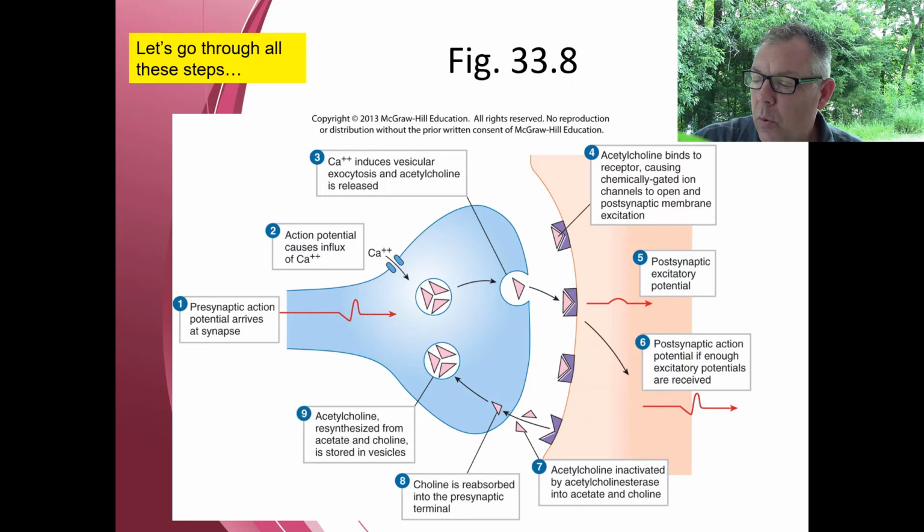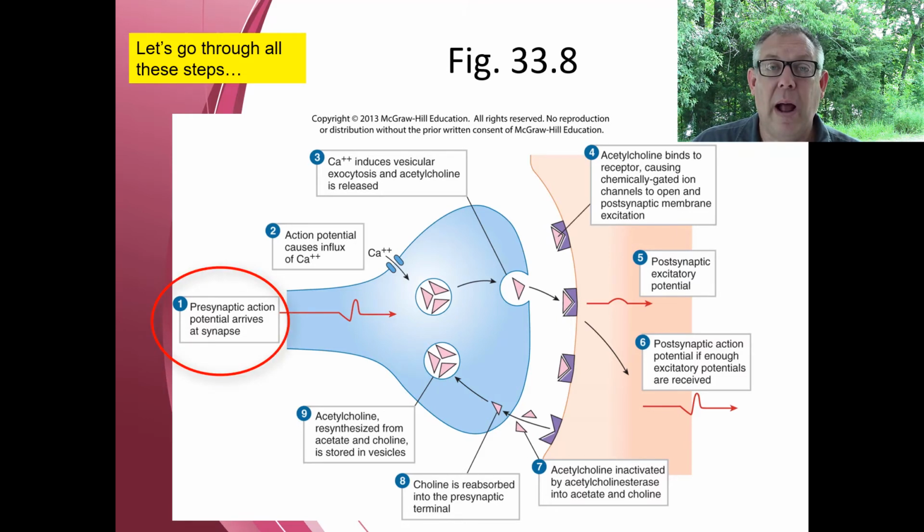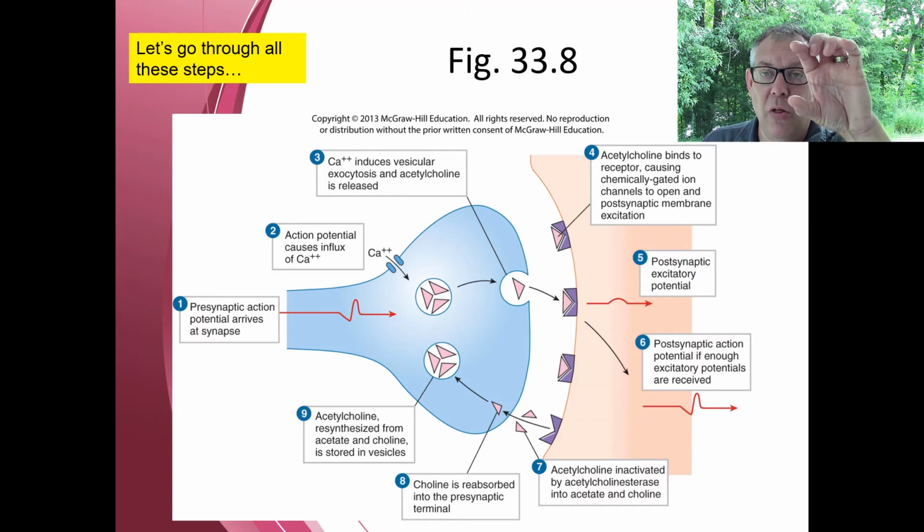Okay, well, let's go through all these steps. So I'm just going to sit on this slide here, and we're going to go through these in order so we can understand what happens. So step one over here, the presynaptic action potential arrives at the synapse. So the sodiums are flowing in, and that signal gets all the way to the synapse.